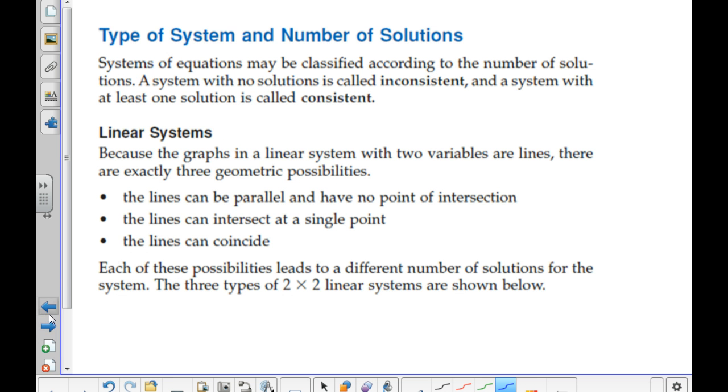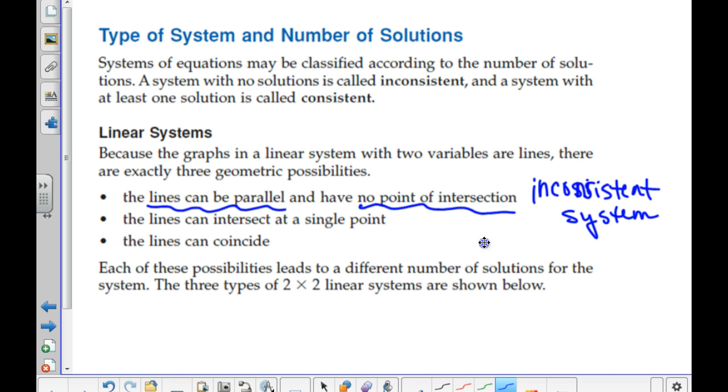All right, I need your eyes up here for a minute, not working on something on your paper, because we need to talk about different ways that linear systems can intersect, or kinds of systems. You can have two lines that are parallel, and then they will have no point of intersection. That kind of a system is called an inconsistent system. I can't spell. Okay, because it has no intersections at all.